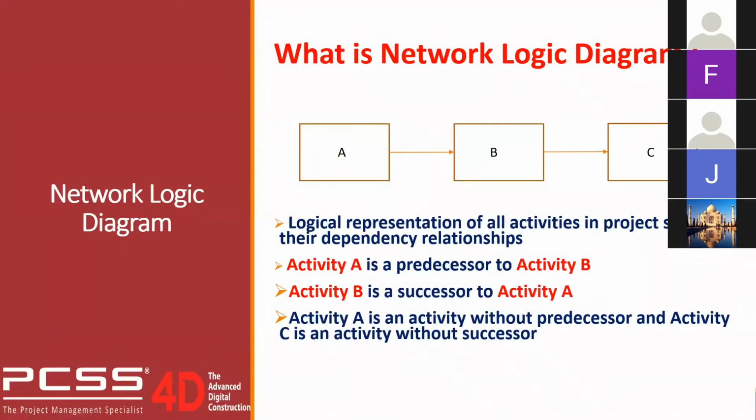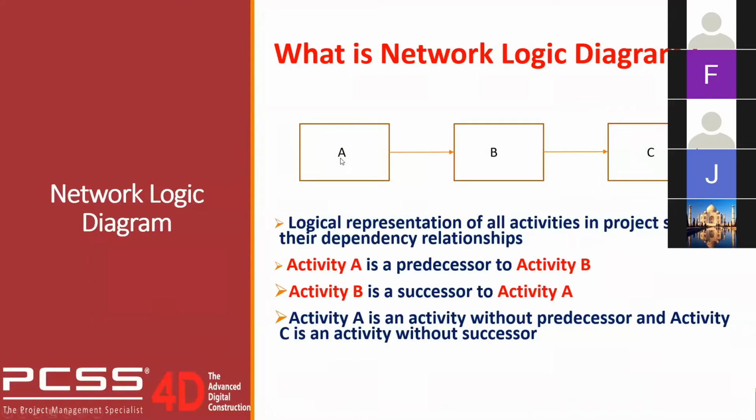Before moving into the forward and backward pass calculation, let us understand a little bit about the network logic diagram. This is a network logic diagram here. Basically, the network logic diagram is a logical representation of all activities in the project, which shows the relationship dependency on one another. Why do we use the network logic diagram? It is used to determine two things. The first is how much total float each activity carries. And once you know the total float, you can then know the critical path.